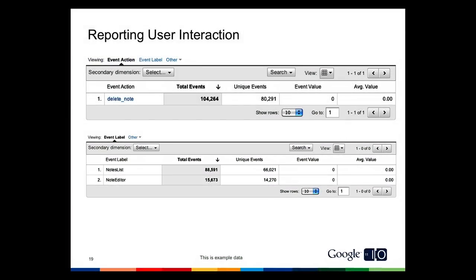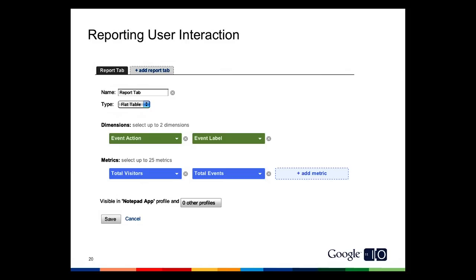And because we're sending the class name, which associates with activity, we can now differentiate by activity where people are deleting this note the most. Now, we won't stop there. What we really want to do is not only look at the total number of times stuff was deleted, but we also want to understand the total number of unique visitors or unique users who've actually used this feature of the application. And to do that, we can create a custom report.